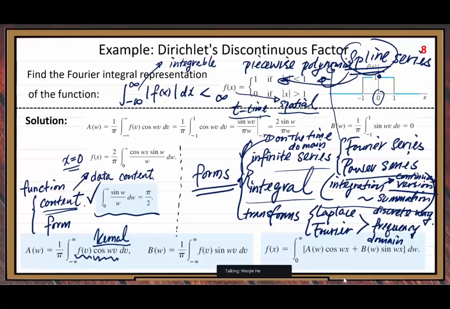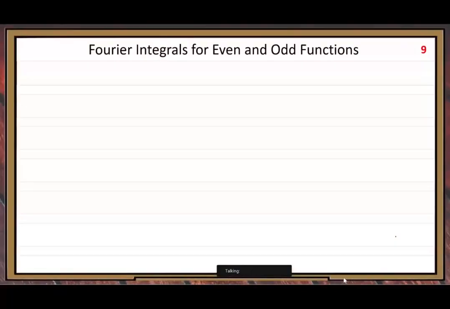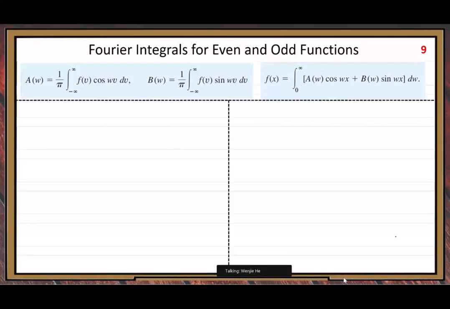Next topic I want to talk about, D.4. Fourier cosine integral, Fourier sine integral. The special case for even and odd functions. This is the original formula for Fourier integrals for general functions. But when we look at even and odd functions, the formula can be simplified. So that's pretty easy.